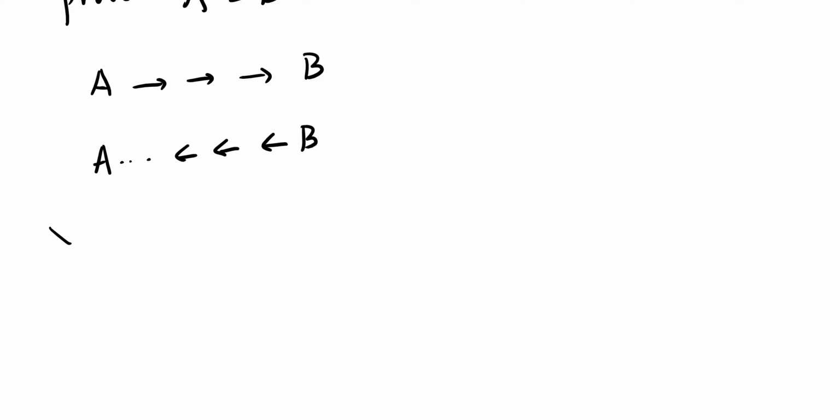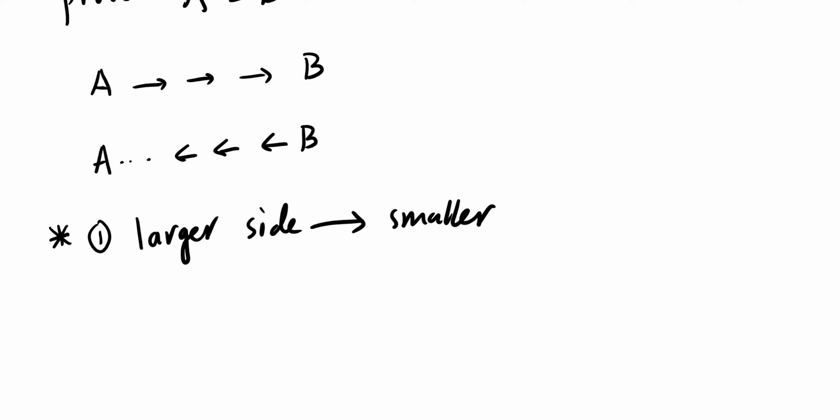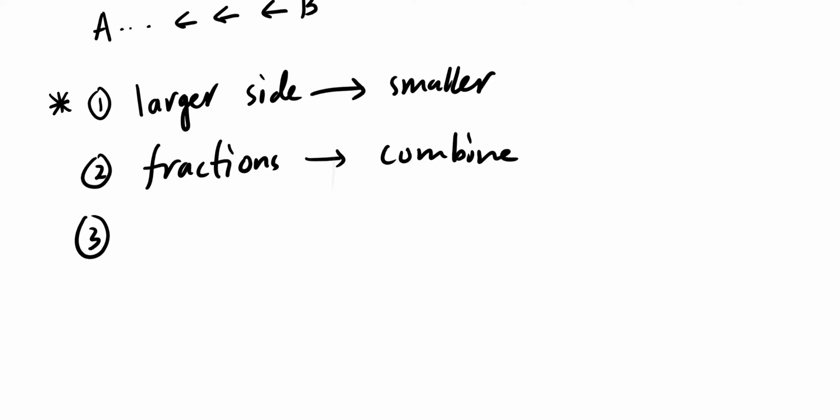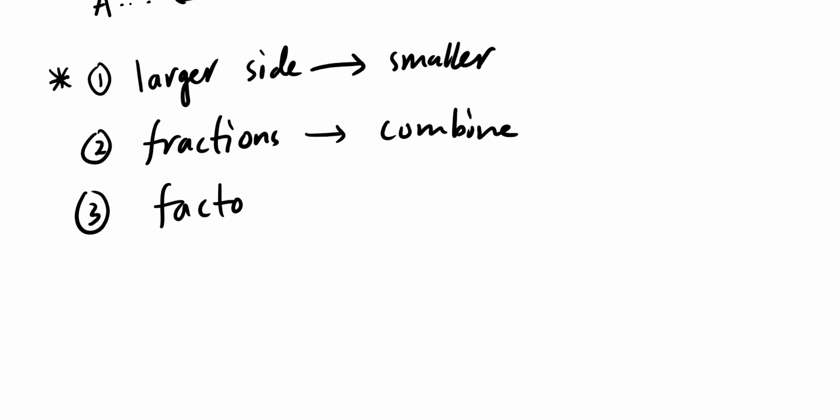What are some of the guidelines to approach trig identities? First, you always go from the larger side to the smaller one because you will have more options to deal with or to use. If we have fractions, we combine them. If we can use factoring, do so. Factoring or expanding. These are some of the guidelines.